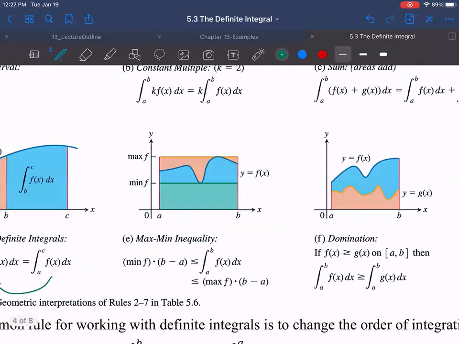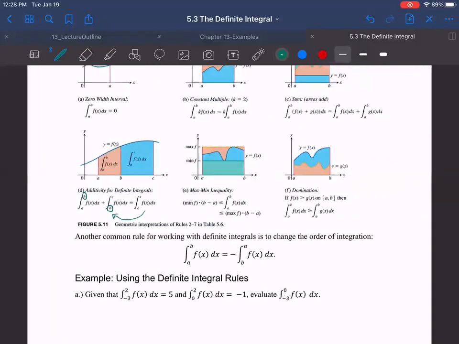Max min inequality. This is basically saying if you take the maximum of your function and take the area of the corresponding rectangle over the same range, and then you take the minimum and make a corresponding rectangle over that range as well, the actual integral will be between the two areas. It'll be less than the maximum rectangle and greater than the minimum rectangle. Again, should make sense. And then this last one is saying if everywhere in your range one function is less than another, then that function is going to have an integral that is less than the integral of the other one, which again should make sense, right? All right. So hopefully those are just common sense for you, but make sure you know them.